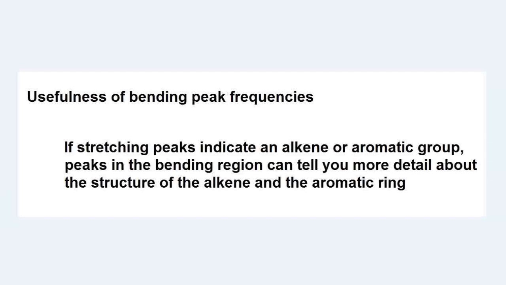Remember in class we talked about the fact that for disubstituted benzenes, there are three possible isomers: ortho, meta, and para isomers. The bending peaks can tell you whether your disubstituted benzene is ortho, meta, or para. Let's look now at an example.